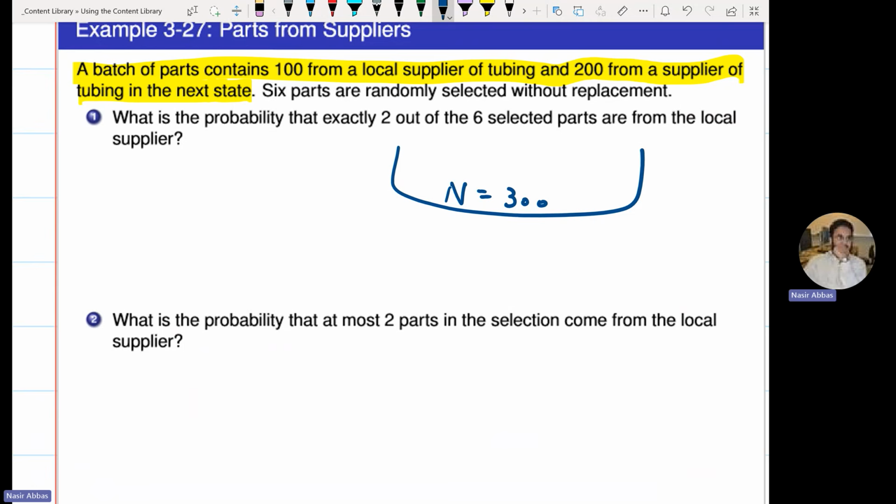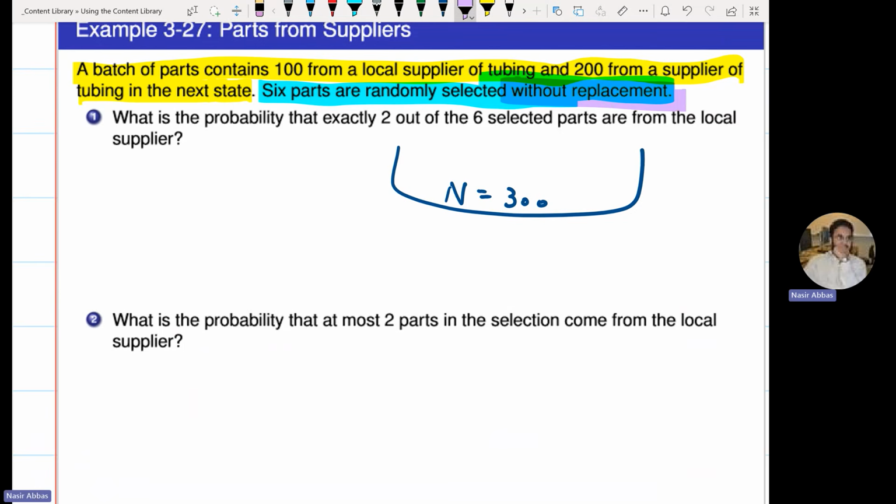300. Now read the question and see where you are interested. Wherever you are interested, that will be the success. So continue reading. 6 parts are randomly selected. Look here. Pay attention to this word.